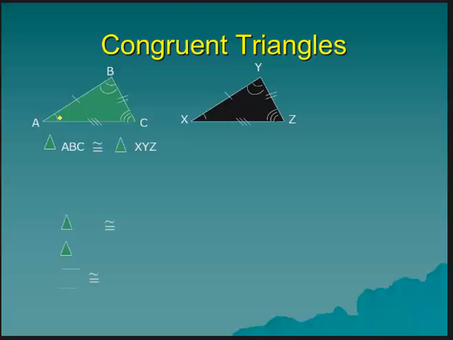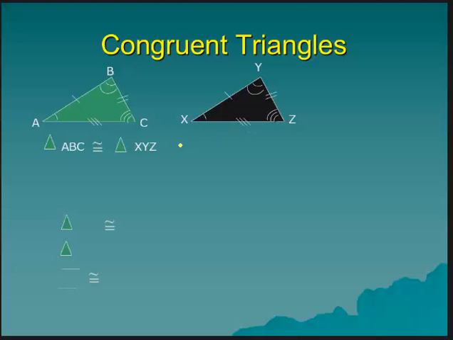Notice the congruency marks showing that the corresponding parts are congruent, corresponding meaning in the same position. So here we have angle A is corresponding to angle X. Angle B corresponds to angle Y, and angle C is corresponding to angle Z.